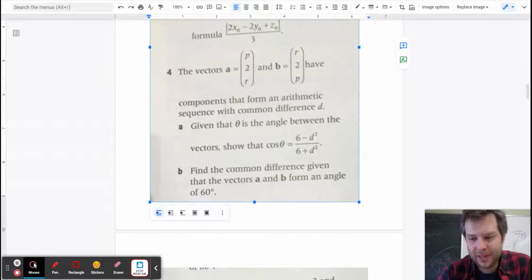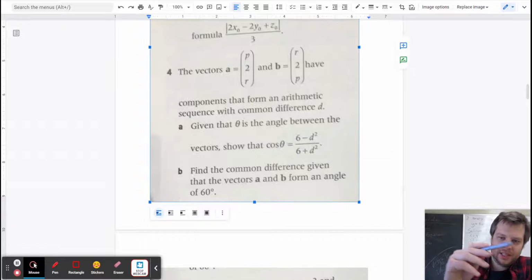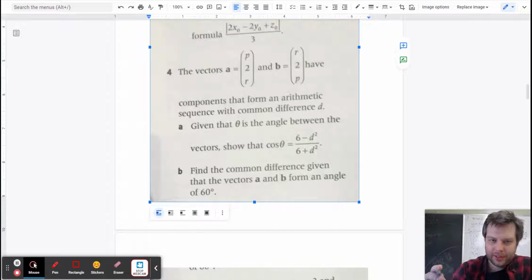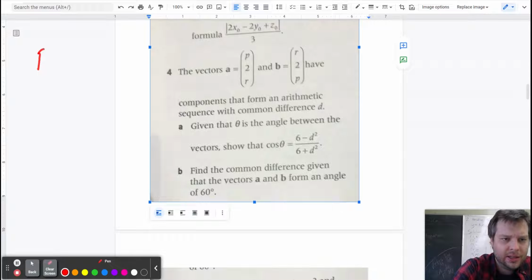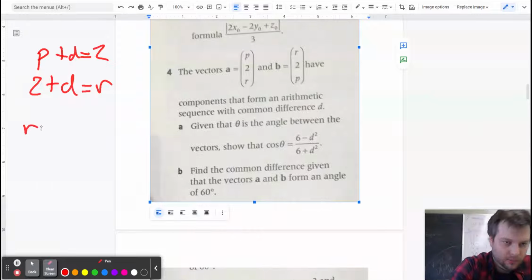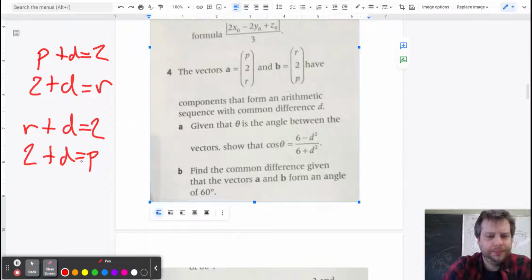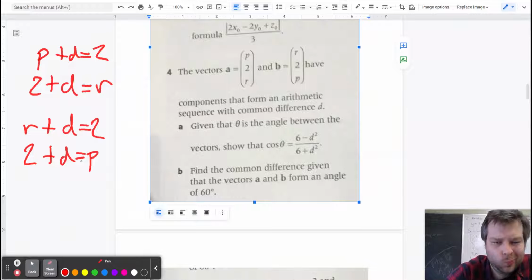All right. So first time I read this, I read it wrong, and I went from P to R and 2 to 2 and R to P. I think what they're saying here is that each vector within itself makes an arithmetic sequence. So like P plus D equals 2, 2 plus D equals R, R plus D equals 2, 2 plus D equals P. So just kind of like looking at each of the components there.